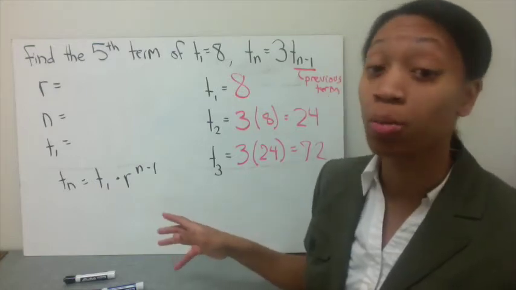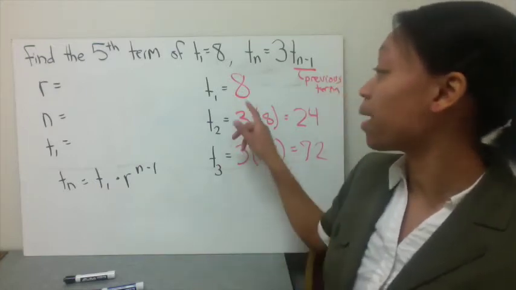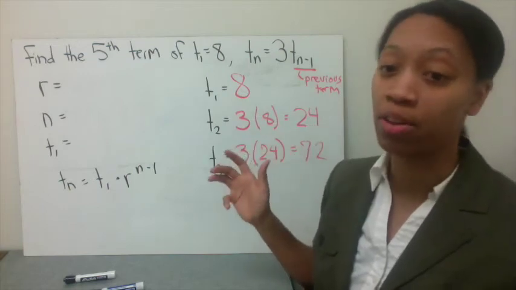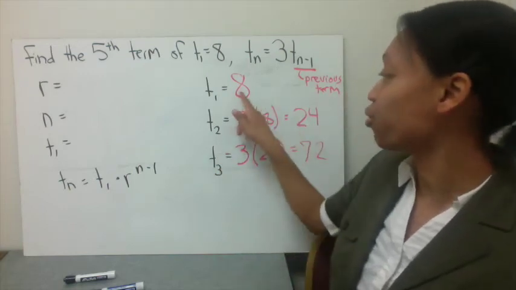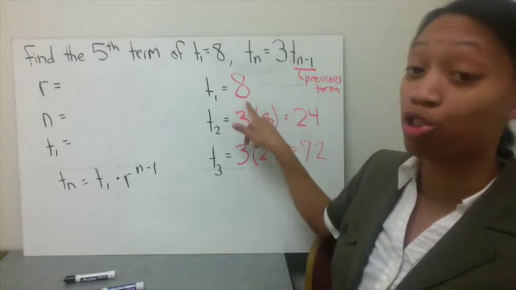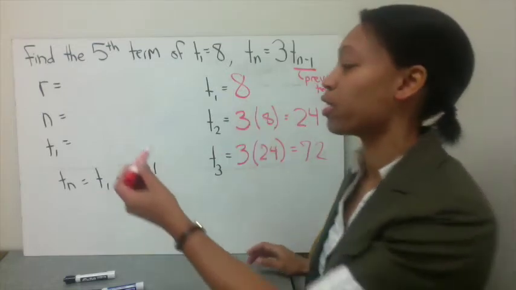But I'm going to use the formula. So what would my ratio R be that I'm multiplying by each time? If I take two terms in the sequence, the second term and the first term, and divide them, I can find out what R is.